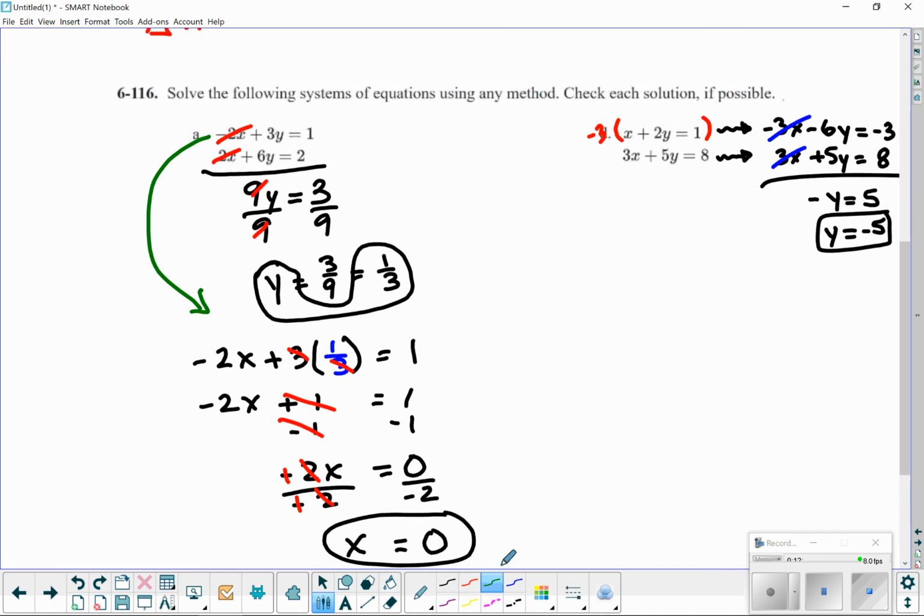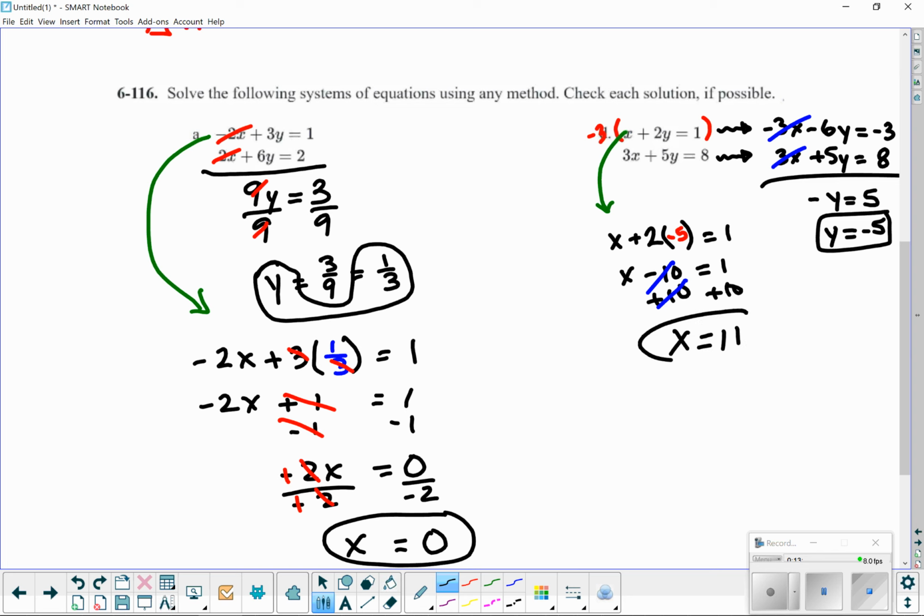Okay. I'm going to use either the top or bottom equation. Looks like I like the top equation in both, in this case, like in the last one. So I'm going to copy it down. x plus 2, oh, there's a y, and y is negative 5, equals 1. Okay, we're going to work the 2 and negative 5 together. So you're going to call this one x. 2 and negative 5 is negative 10 equals 1. And go ahead and add 10. Those 10s are going to cancel, and you're going to get x equals 11. So y is negative 5. x is 11.